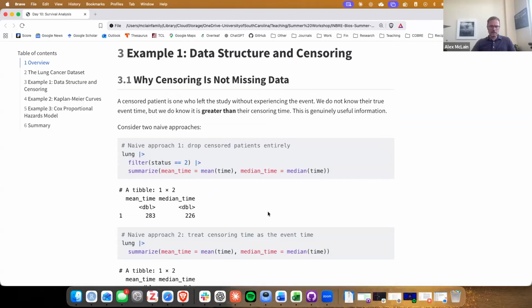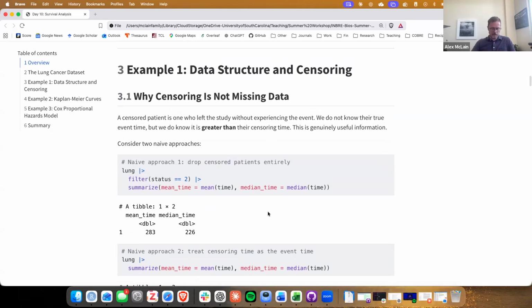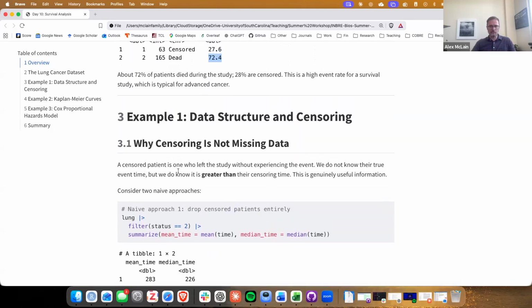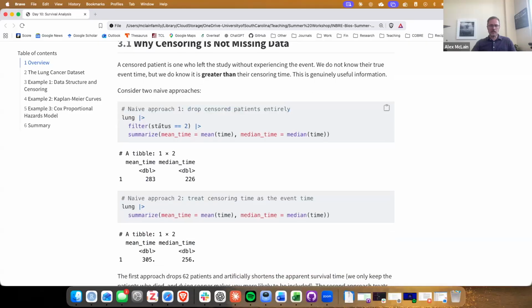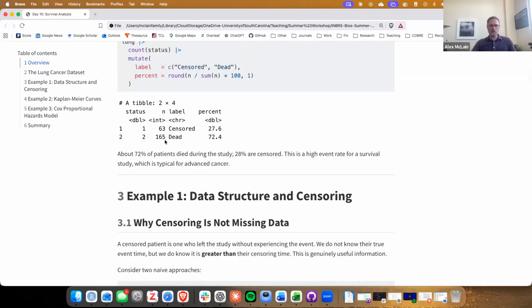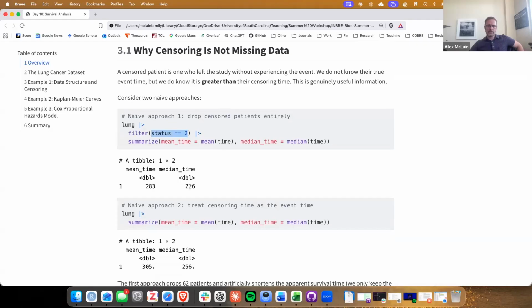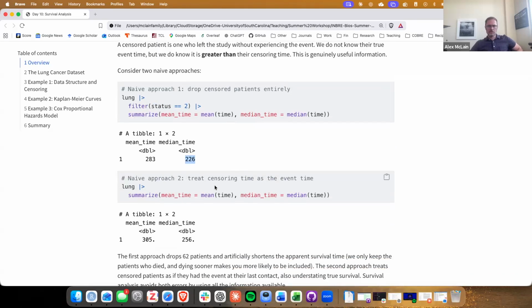So let's take a look at these data, get some means and medians for the data that we have. Some naive approaches to getting mean or median. The first naive approach is here we drop censored patients entirely. So we're filtering by status equals 2. So we're only looking at the 165 patients who passed away. Median survival time is 226 days when we do that. Second naive approach is to treat censoring time as an event time. The median time increases by 30 days versus the first method, but both of these are going to be underestimates of the true median time.